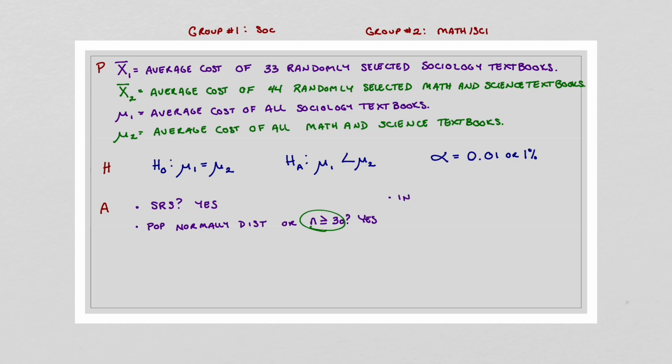Now we want to know, do we have independent samples? And I would say yes. There's nowhere in there that's saying that because I picked a certain sociology textbook that I was forced to pick a very specific math or science textbook. So we're not saying like because you picked this publisher, you have to also pick a math or science textbook from the same publisher or something like that. We're just doing random selections for both of them.